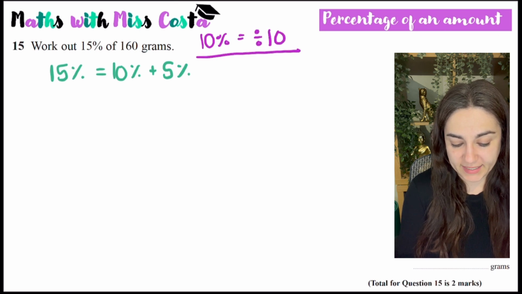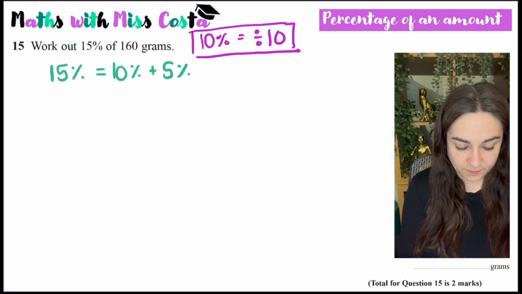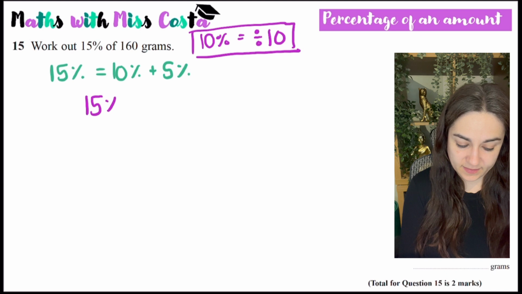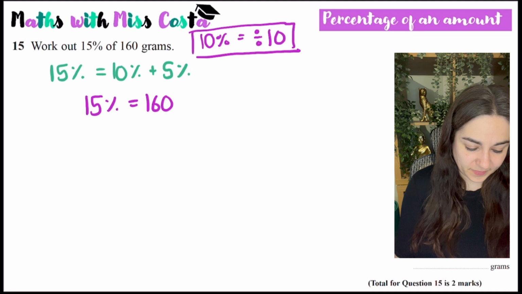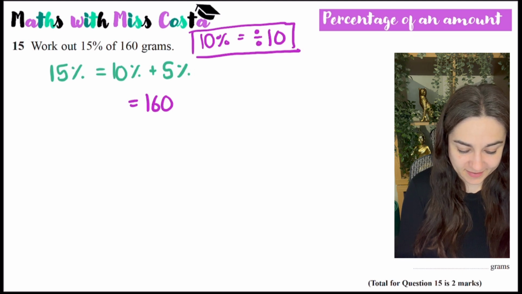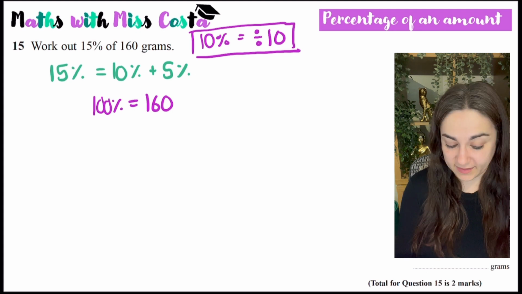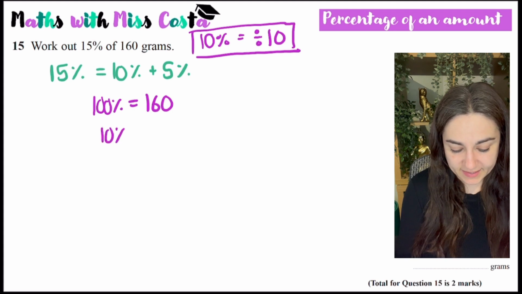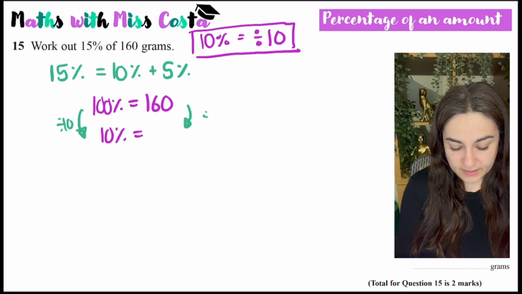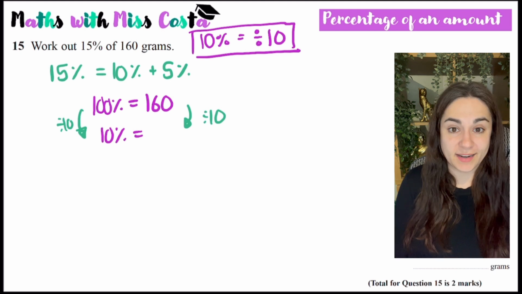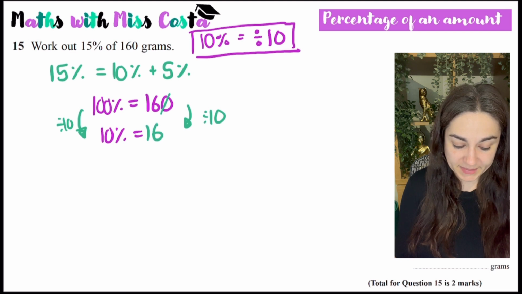So to work out 10% of anything, you just divide the amount by 10. So I know that 100% is 160 grams, because that's my amount, that's the thing that I'm trying to work out. So 10% is going to be divided by 10. So 160 divided by 10: to divide anything by 10, if your number ends in zeros, we just chop off the 0. So 10% is 16.